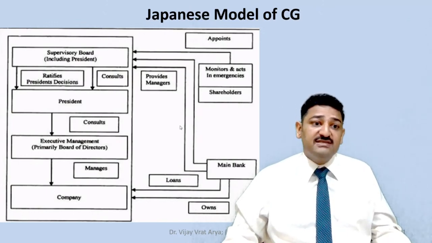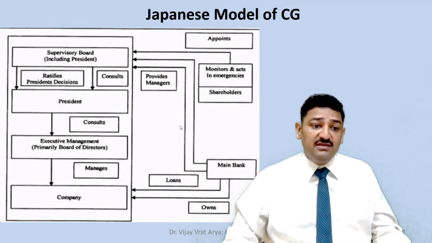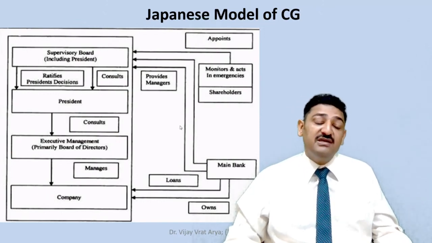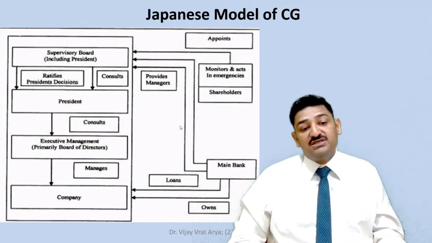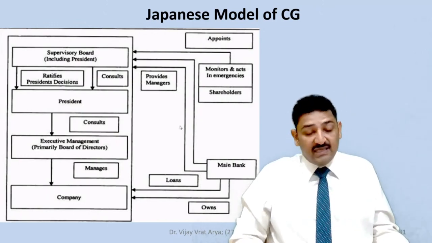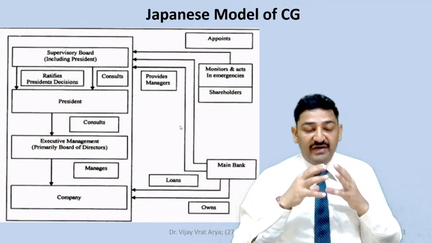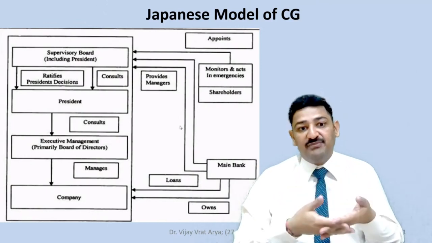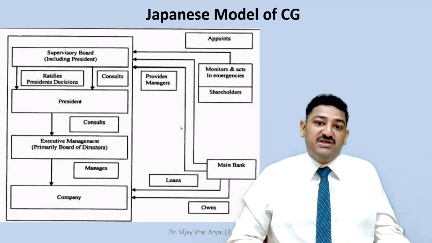Here, based on the consultation with the supervisory board, the president further discusses or consults the matter with the board of directors, that is the executive management, and they subsequently give the orders to the managers on behalf of the company. So in this particular case, the role of the main bank or the financial institutions who provide the financial assistance to the company provides the managers, and those managers are the specialized managers.